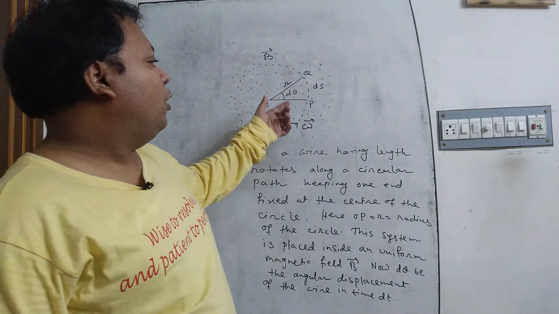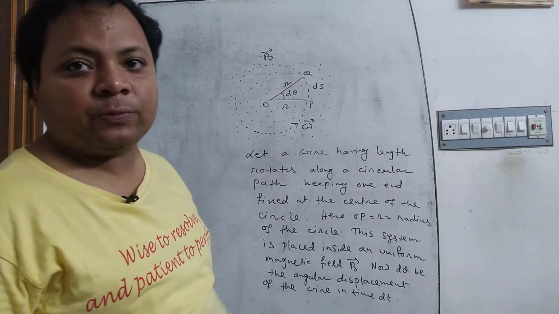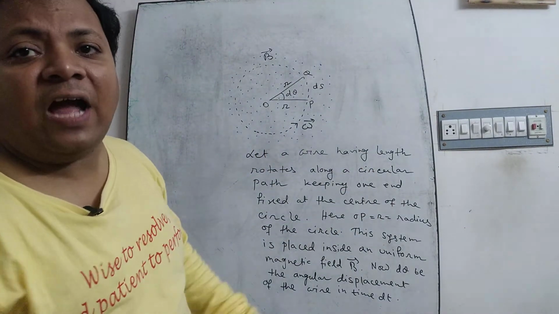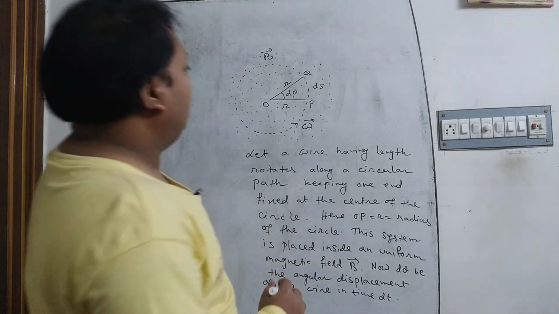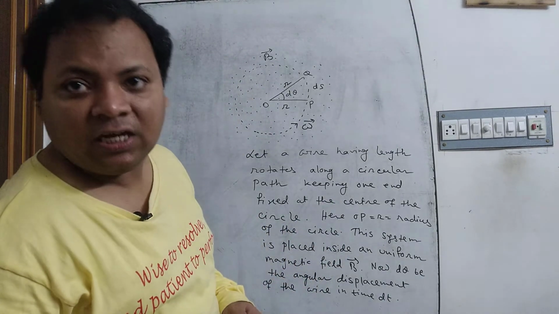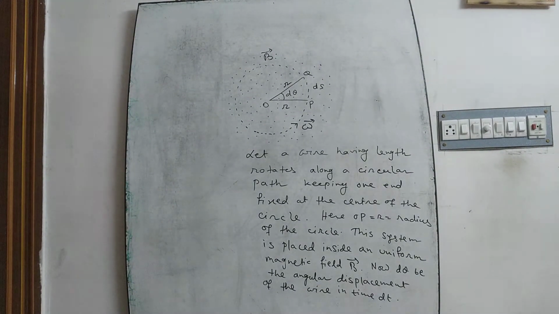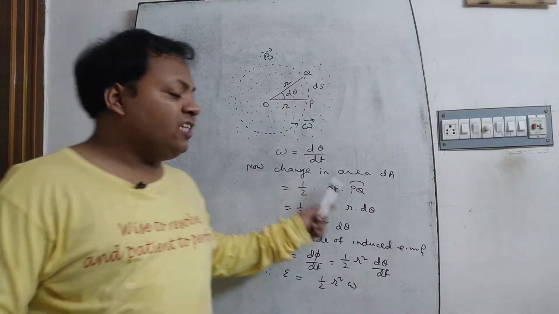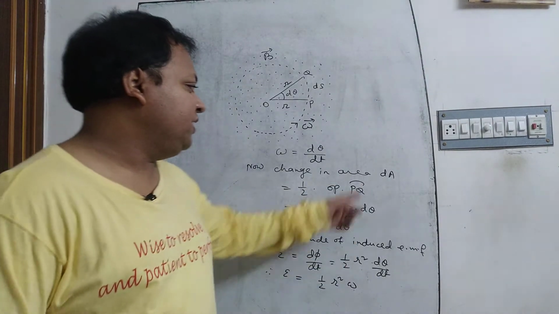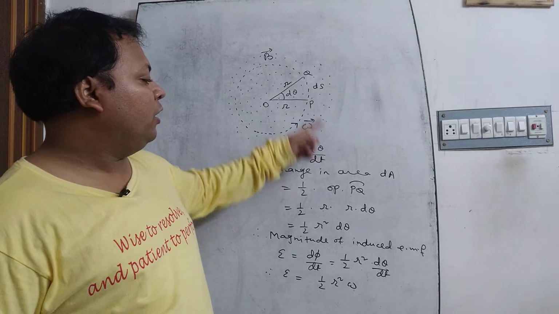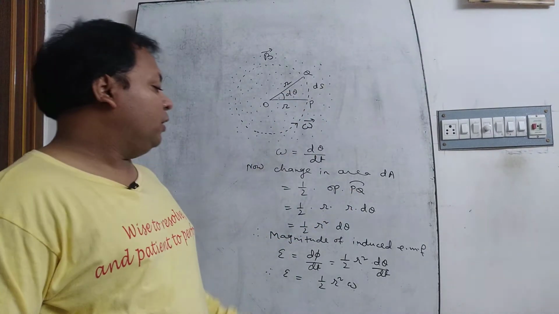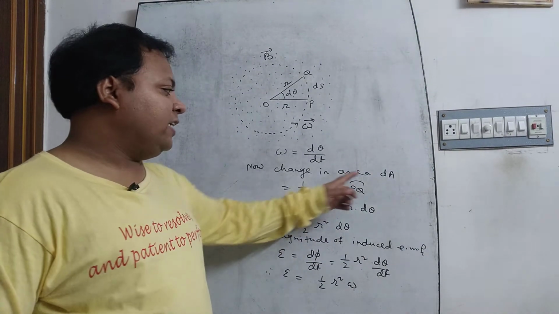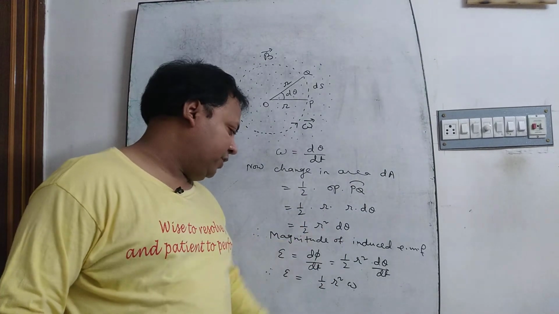Let d theta be the angular displacement of the wire during time dt. Therefore, we can write the angular speed of the wire, omega, is equal to d theta by dt. Now, the changing area during time dt is dA, equal to half into OP into arc PQ. This is equal to half into r into r d theta, that is, dA is equal to half r square d theta.